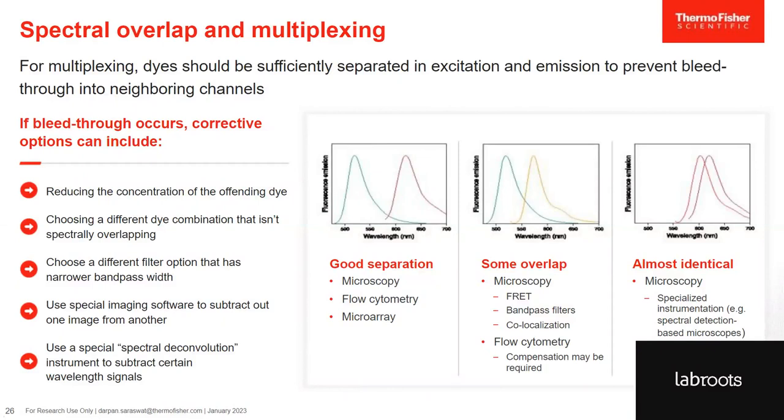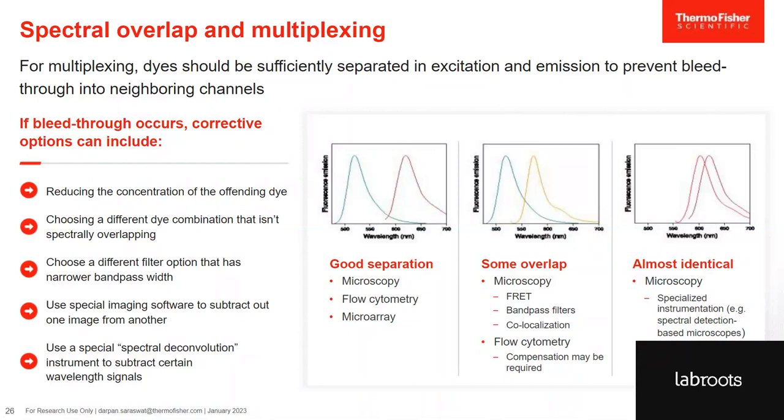For a multiplexing experiment, it's very important that dyes should be sufficiently separated in excitation and emission to prevent bleed through to the neighboring channels. So in the image on the right, if you have two fluorophores which are separated beautifully spectrally, you don't have an issue. But often this is not possible. Often you have a dye combination where there is some overlap in between.